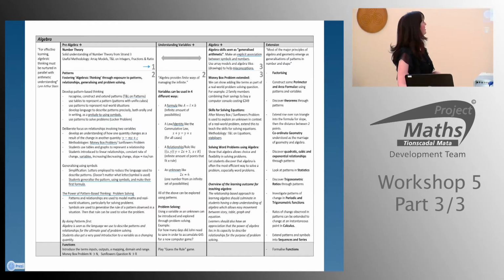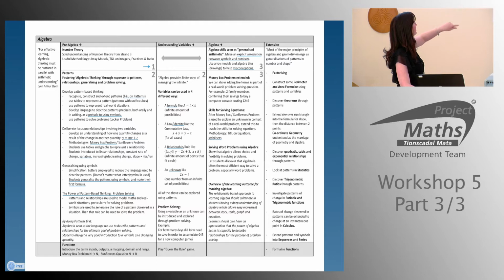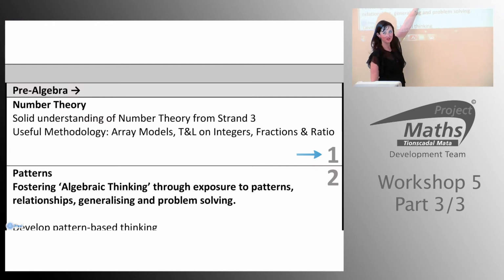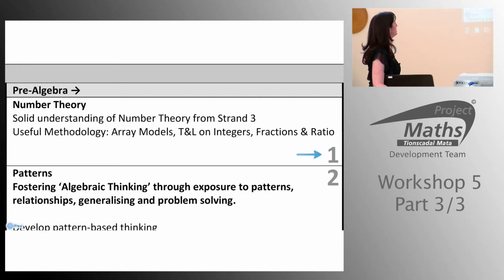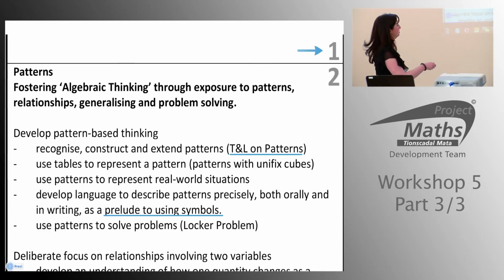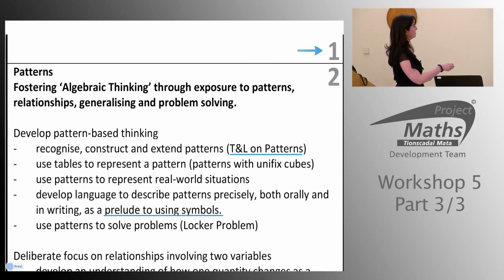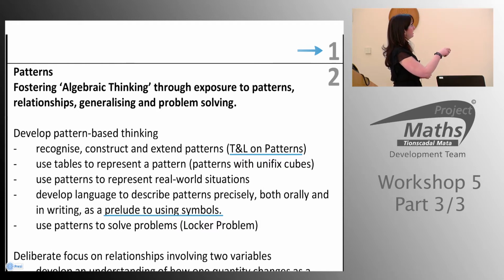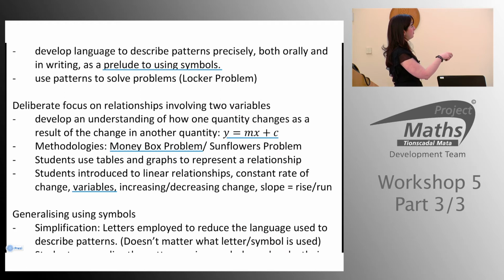So just like we said there, basically there's your 1, 2, 3. So number 1 will be your number theory. And we're going to do some work on this. Array models, they're visuals for number theory. They're really good for the kids. We're going to do a bit of that in a minute. Once we have our solid number theory, we get into our patterns, which is really just the T&L on patterns, isn't it? You've got your T&L, just get it out, have a look at that. And this is all lots of work with unifix cubes. Getting them to a kind of before they use symbols. Okay. And then there's a very deliberate focus on a relationship between two variables. This is where our Moneybox problem comes in, and this is where they start to understand about a variable.